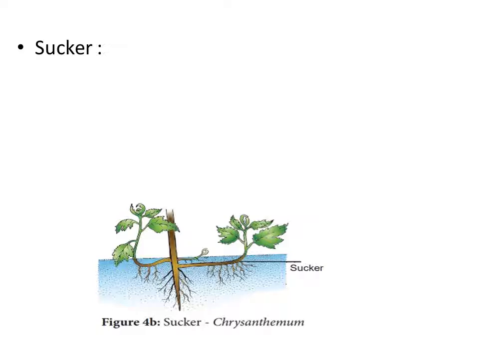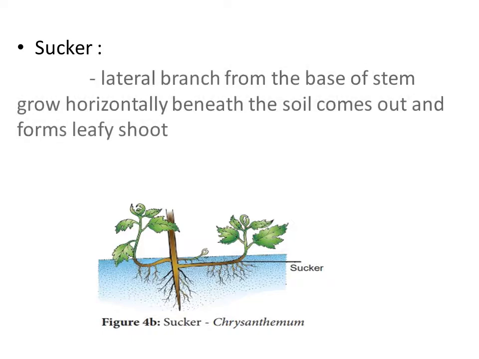So the chrysanthemum plant actually multiplies by the modified stem that is called a sucker. What do you mean by sucker? Why is it called a sucker? So sucker is a modified stem. That modified stem grows from the base of the stem, right? So this lateral branch arises from the base of the stem and grows horizontally beneath the soil.